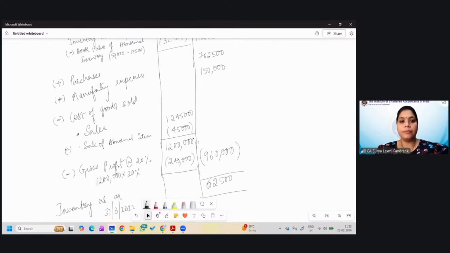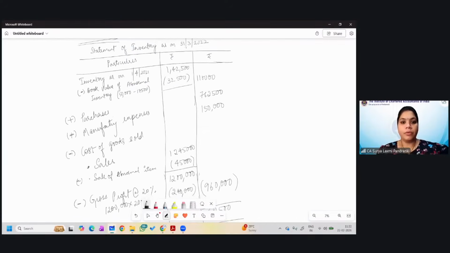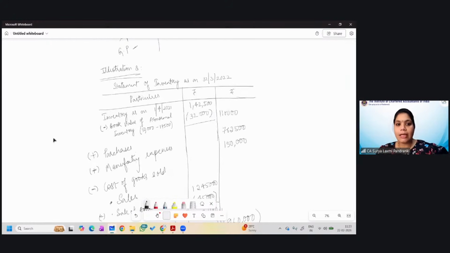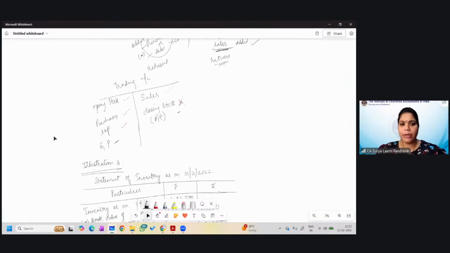We'll show this together. We have taken opening inventory, added purchases to it, and then direct expenses, and then removed cost of goods sold. How did we calculate cost of goods sold? It is sales minus gross profit. Then you get your closing inventory. This example is done using this as a base. Everybody knows this trading account, that is why I've taken this as a base. You can write it as: opening stock, purchases, expenses, gross profit, and then sales, with closing stock on the other side.